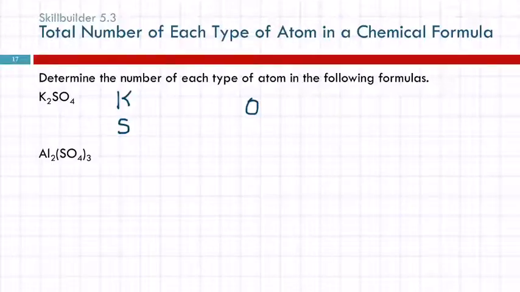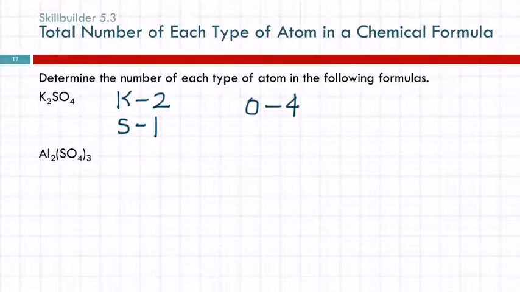How many potassium atoms are in that formula? 2. There's 2 of those. How many sulfurs? Just 1. And how many oxygens? 4 or 1? 4.